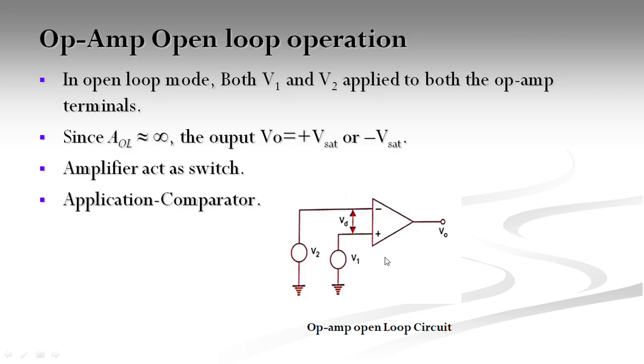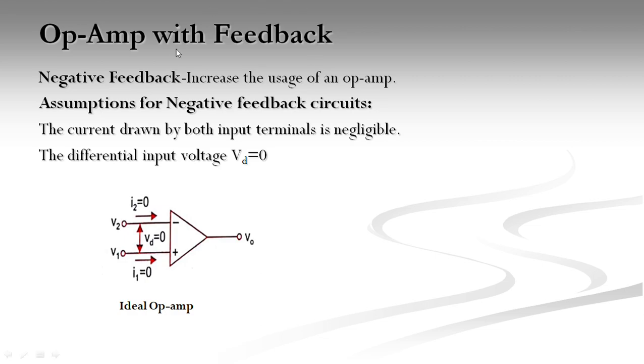So in order to increase the utility of the op-amp, or to make this operational amplifier IC usable for many applications, we are going to apply feedback to the operational amplifier. So, op-amp with feedback. The type of feedback we are going to apply to this op-amp circuit is negative feedback, and this negative feedback is applied in order to increase the usage of the op-amp.